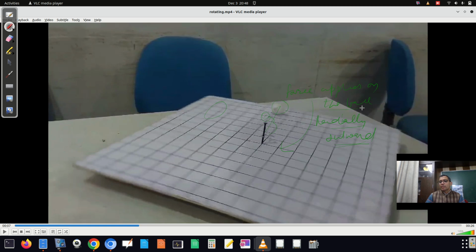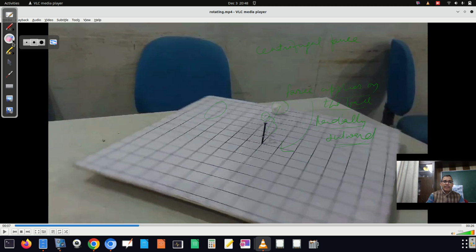So this force is known as the centrifugal force, and it is a fictitious force. So what causes this force? I am not moving the ball away from the center, but it automatically moves away from the center, and this fictitious force is applied on the ball by the rotating frame of reference, right?